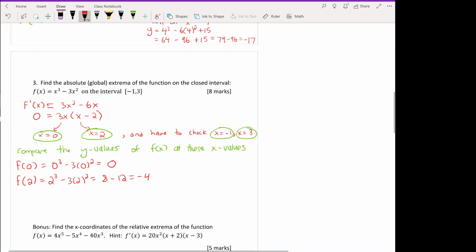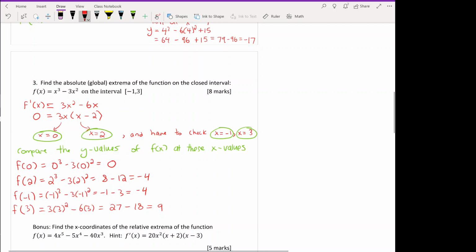Now we do the first endpoint, f of negative 1. That's negative 1 to the 3 minus 3 times negative 1 squared. So that's going to be negative 1 minus 3, which is also negative 4. So that looks like a tie, unless this one's lower, f of 3. So that'll be 3 to the 3 minus 3 times 3 squared, so 27 minus 27... 27 minus 18, which is 9.